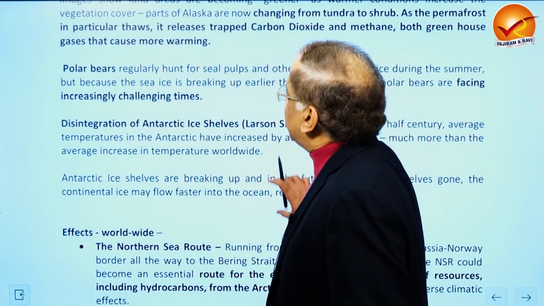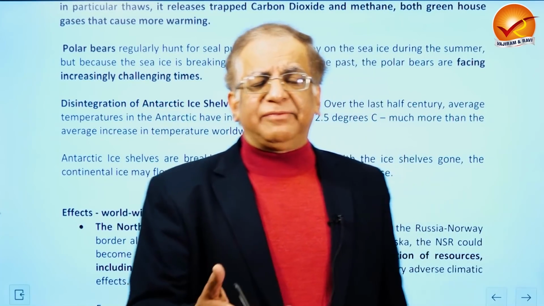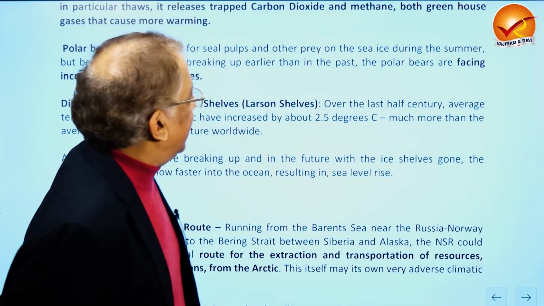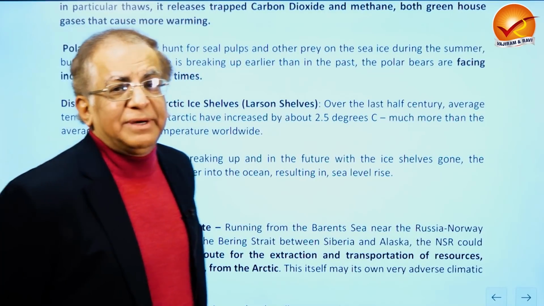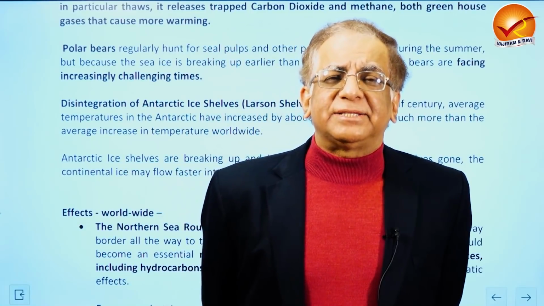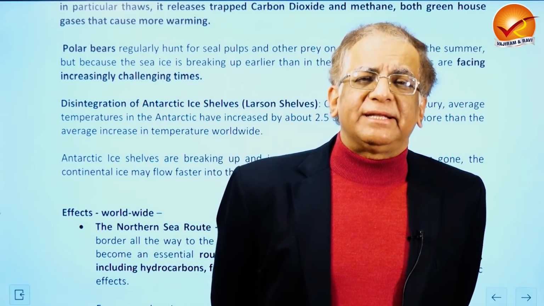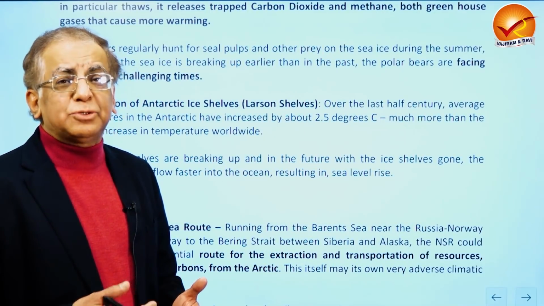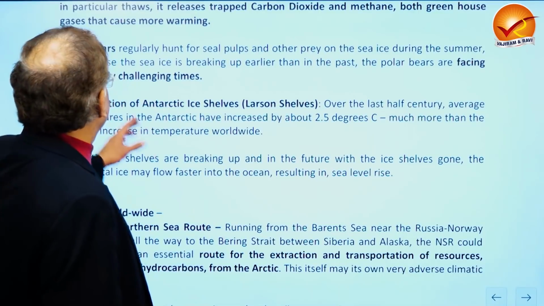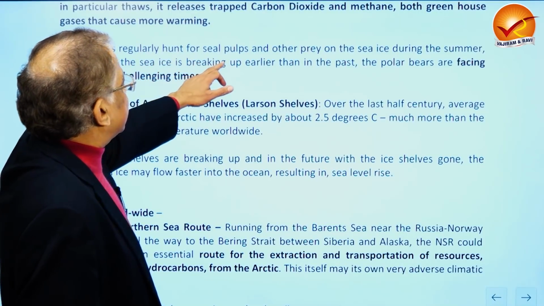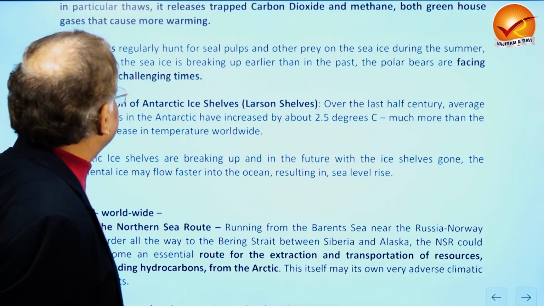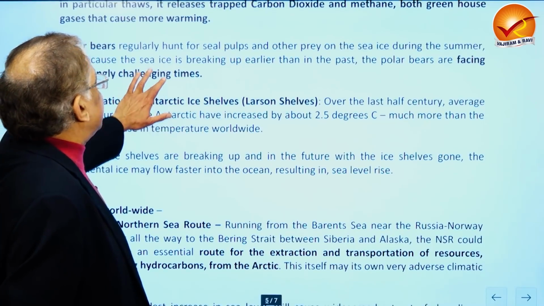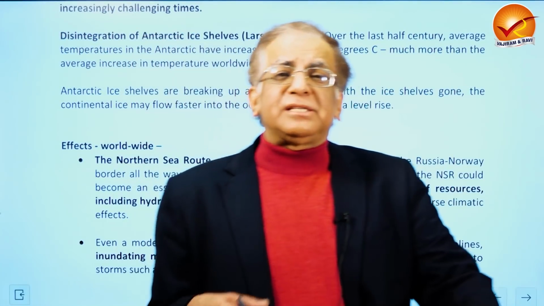Then in terms of the immediate effect we see today, polar bears are having some problem in their existence. They are having difficult times because the summer ice which was there in the world ocean, in the Arctic region, is now disappearing. It is not there the way it used to be earlier in terms of time as well as in terms of scale. So I write here, polar bears regularly hunt for seal pups and other prey on the sea ice during the summer season. But because the sea ice is breaking up earlier than in the past, the polar bears are facing increasingly challenging times. Now this is about the Arctic region.